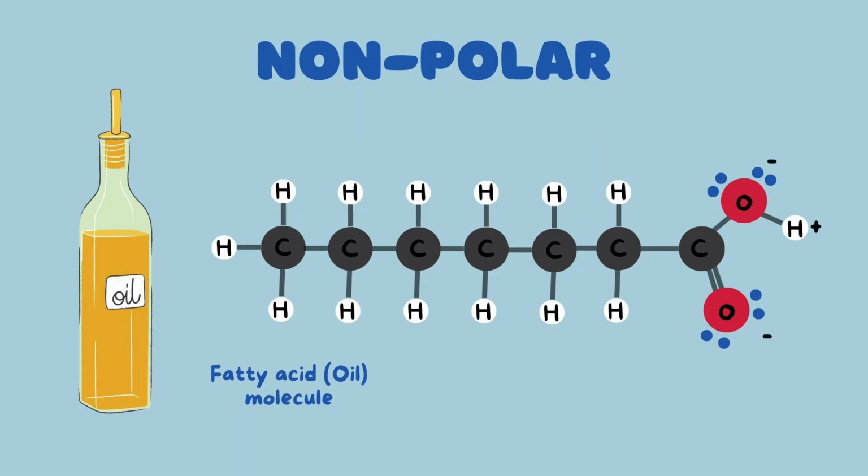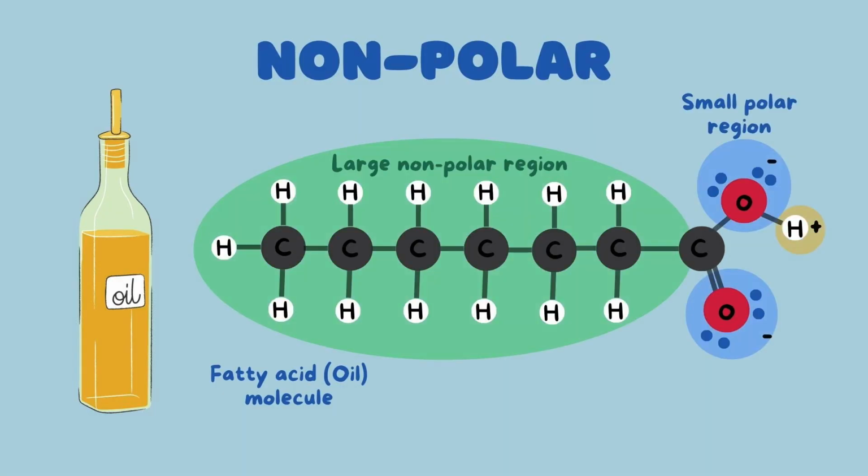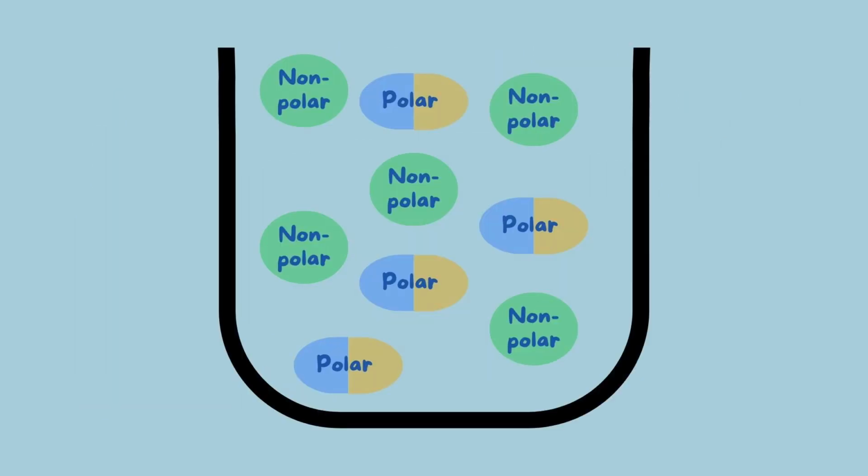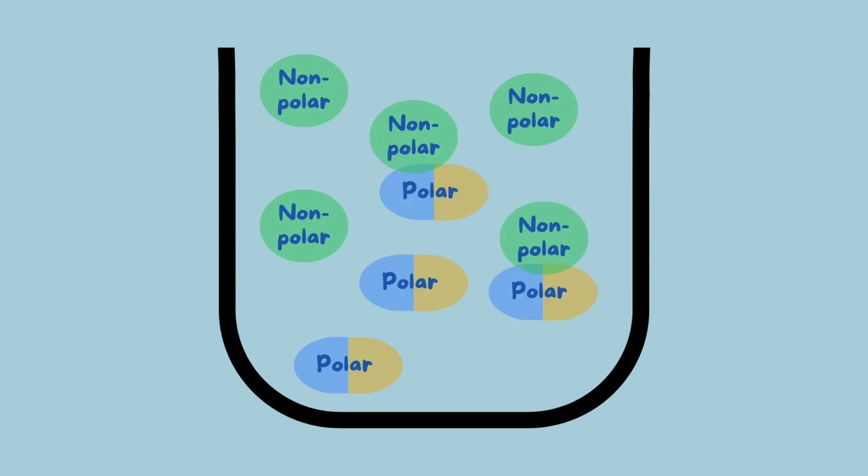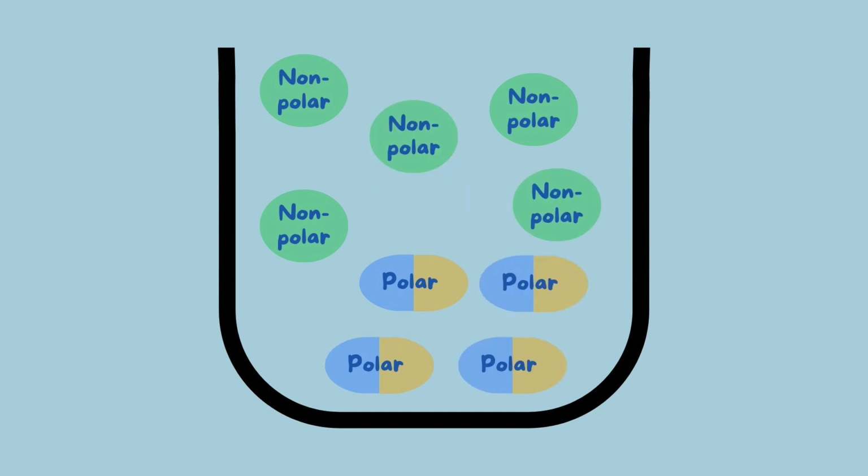Oil is nonpolar because its molecules have a largely even distribution of electrons throughout the molecule, so the majority of the molecule is neither negatively nor positively charged. Polar substances don't mix with nonpolar substances because the polar molecules are more attracted to other polar molecules and not nonpolar molecules.